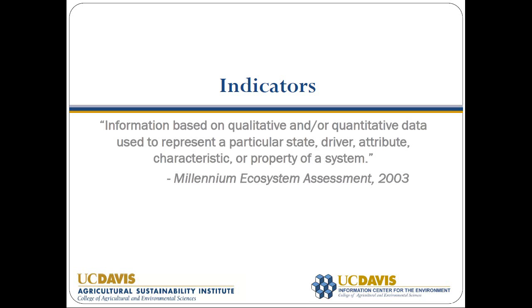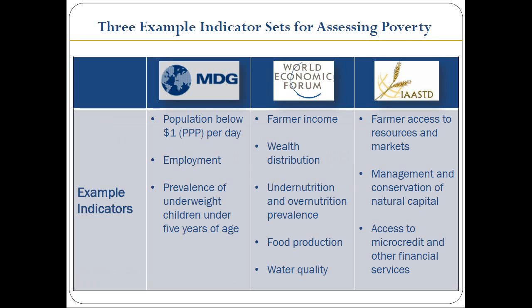But maybe even more importantly, they can help us build relationships between issues so that a single indicator may be used to measure 2, 3, or even 4 issues simultaneously. But before we get into too much detail about indicators, let's look at some examples.